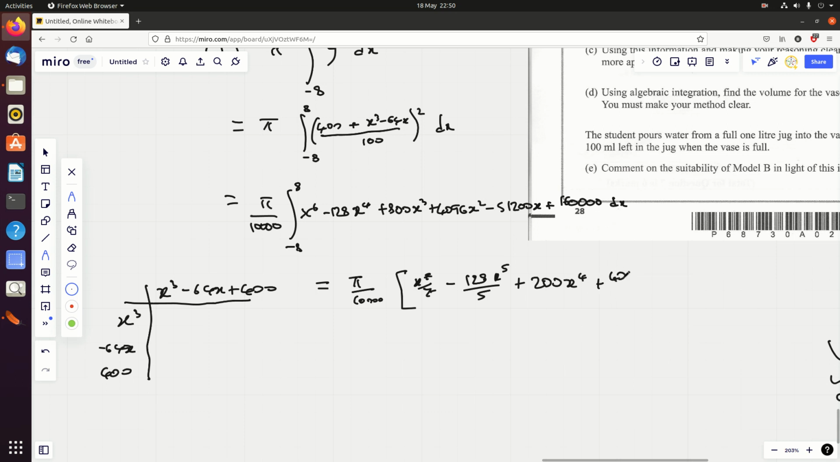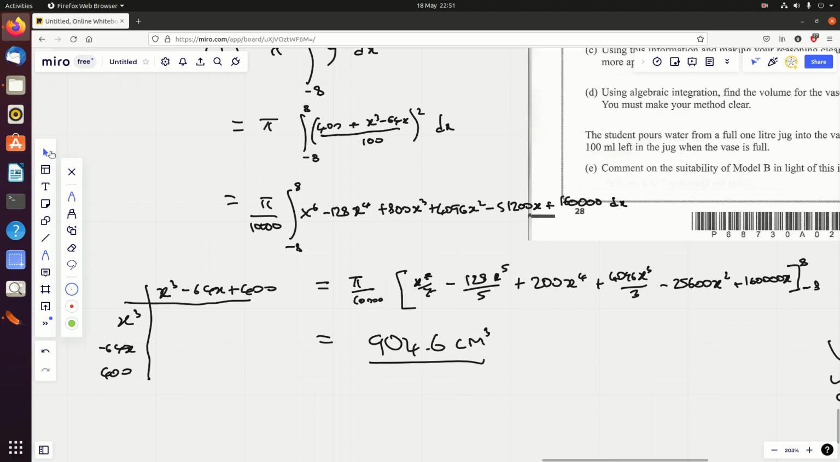200x to the 4. What else did I get? 4096x cubed over 3. Minus 512, well, 256x squared, and then finally 160,000x, and you've got to plug in 8 and minus 8 into that. Anyway, I won't go through the tedious bit where I wrote down some values on my calculator, but in the end I got 904.6 centimetres cubed.